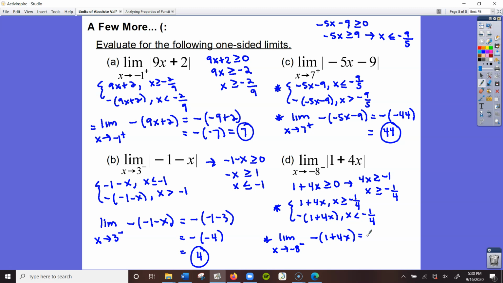And when you do so, you'll get negative, and then we have 1 plus 4 times negative 8, which is negative 32. 1 minus 32 is negative 31. And then a negative times a negative gives me a positive 31. And that's it. That's finding limits of absolute value functions.